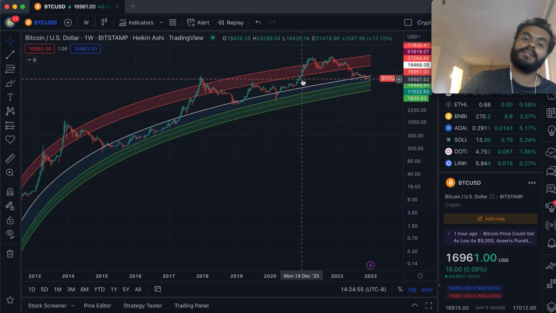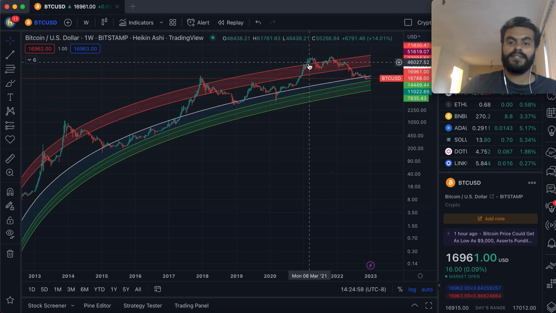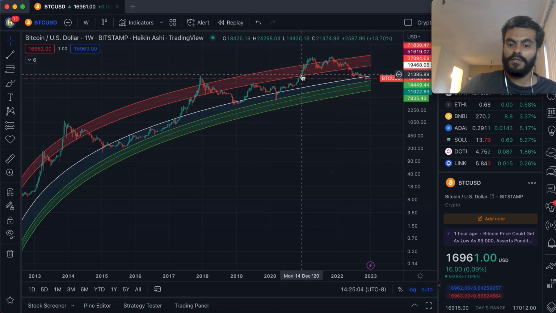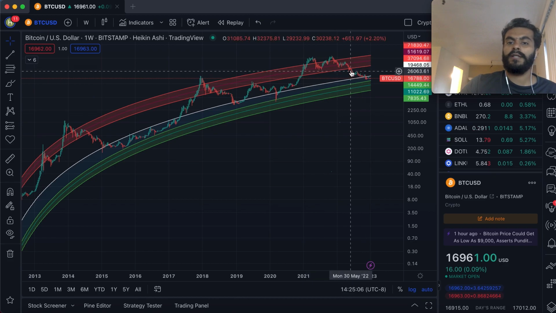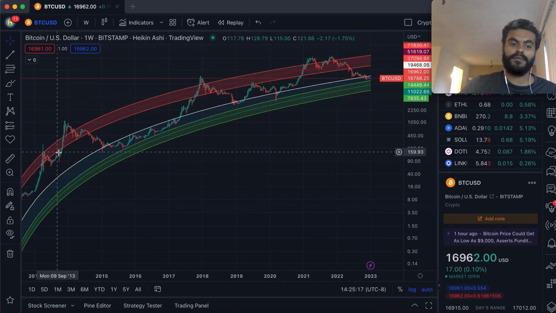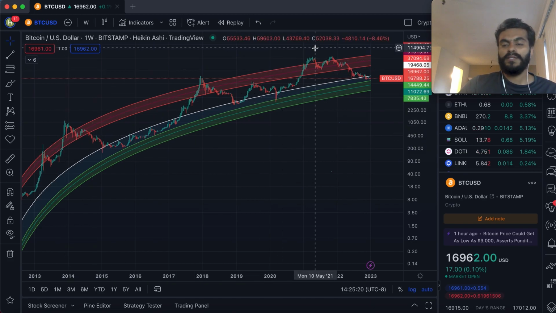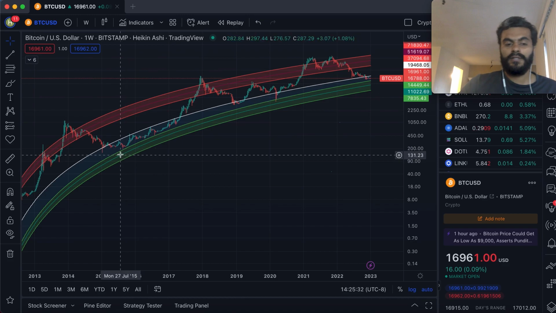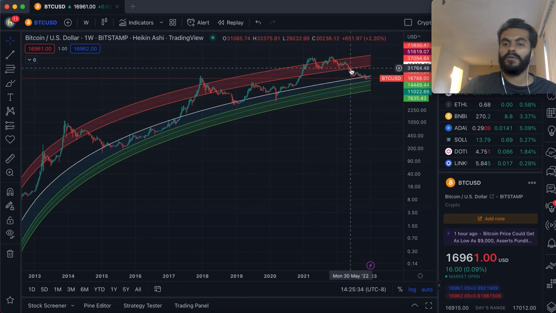In the current cycle, as there were two peaks, you can see Bitcoin spent almost from December of 2020 till May of 2022. So the entire 2021, which is 12 months, and again 5 months, so 17 months, which is pretty similar to the first cycle, plus 4 months. So you can see that Bitcoin has spent 17 months in this red band.